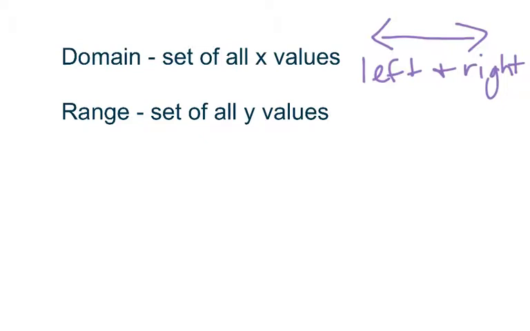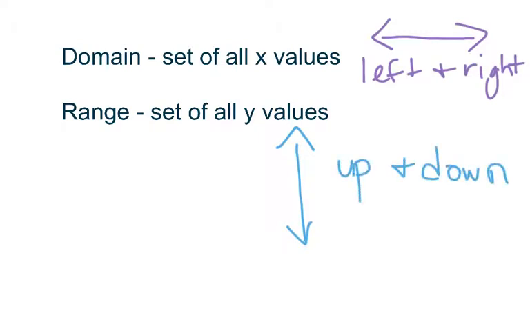Range is the set of all y values. The y-axis goes up and down. So it's how far up and down a graph goes. In the past you've been talking about all x values, all y values, but you could also think about domain being left and right and range being up and down. And we'll do some examples.